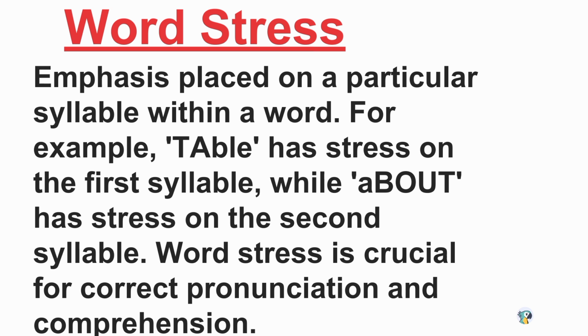When you have a given word, break it into syllables and listen to the one that is louder or longer than the others. That syllable that is louder and longer than the others is the stressed syllable. For example, in the word table, there are two syllables: ta and ble. So in the word table, ta is longer than ble. So table has a stress on the first syllable, while the word about has its stress on the second syllable.